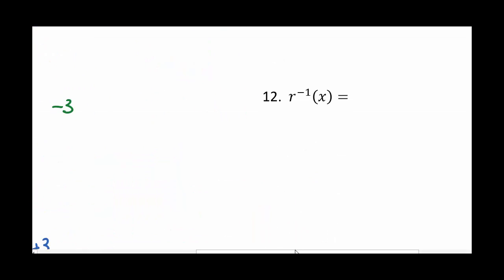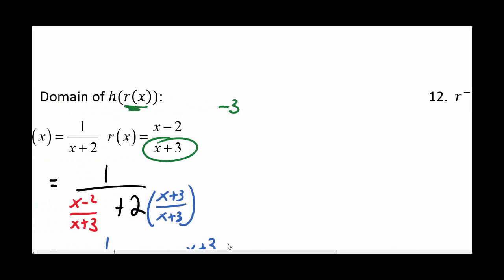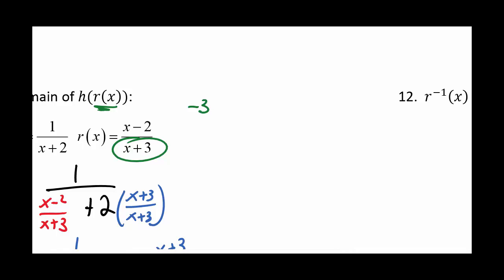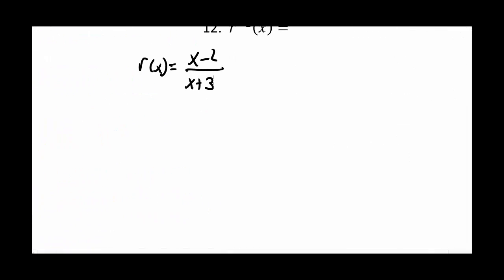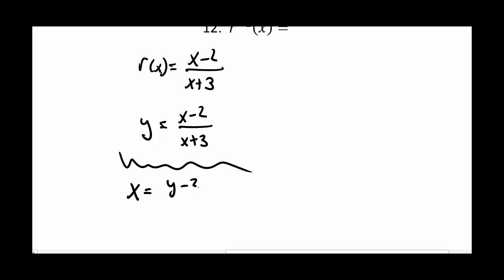Alright, next piece. That symbol, r to the minus 1, actually means the inverse of. So when I go back to r, let me copy that over. So r of x is x minus 2 over x plus 3. So to find the inverse, I am going to replace the r of x with y. And then I'm going to interchange x with y. So x equals y minus 2 over y plus 3.